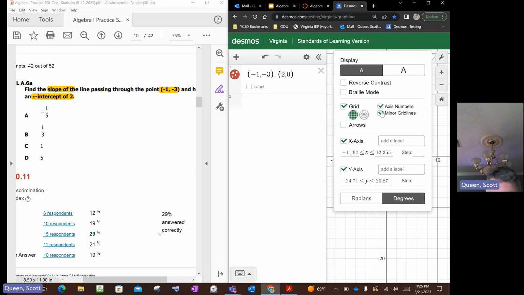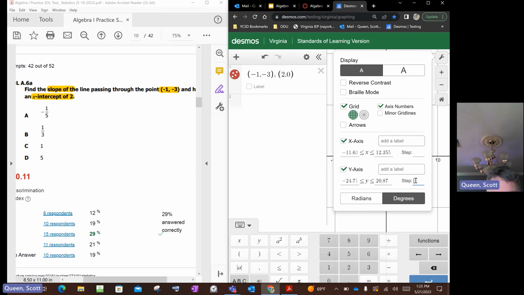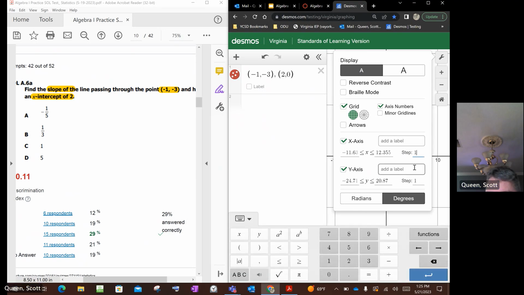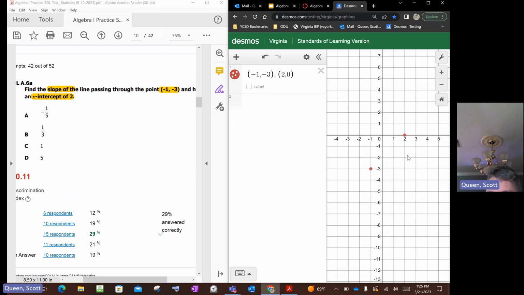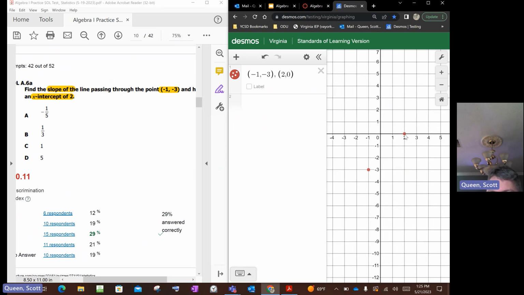And let's see, somebody told me about this, add steps. I think it was steps of 1. Is that right? Let's see if that did it. I'll worry about that part later. I can zoom in. There we go. All right, so now I can see there's my 2. And don't forget, you can turn these labels off and on too. All right, so I know that's my x-intercept of 2.